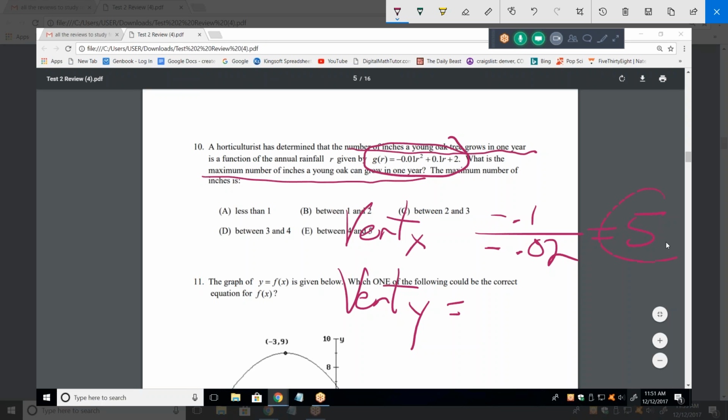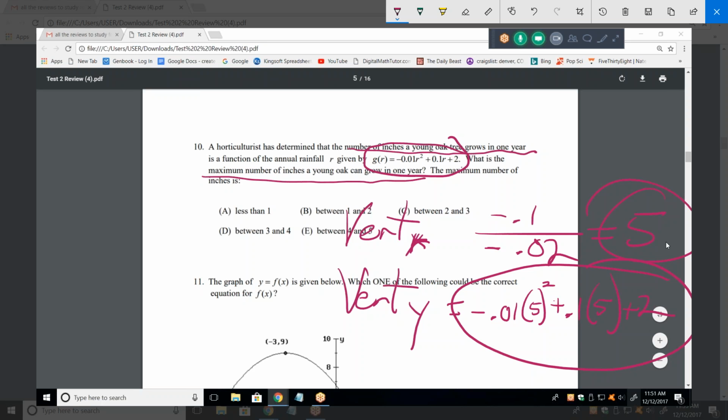If you know the x coordinate, how do you figure out the y coordinate? Or in this case, we know the r coordinate, and we need to figure out the y coordinate, or the g of r coordinate. Plug it in. Minus 0.01 times 5 squared plus 0.1 times 5 plus 2. That is the answer.